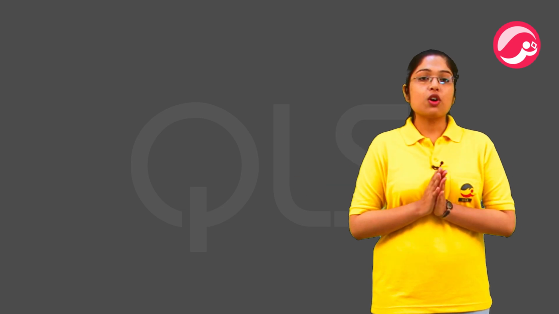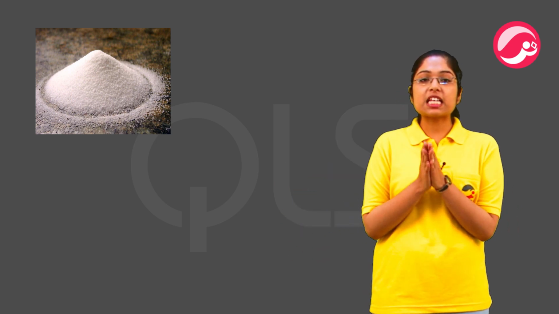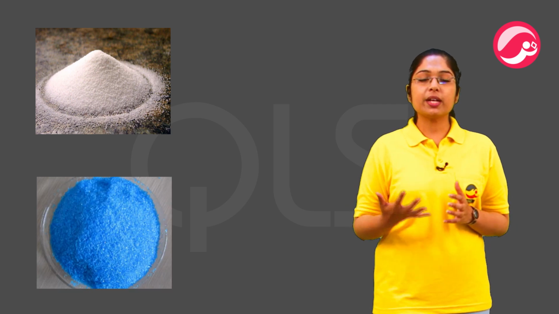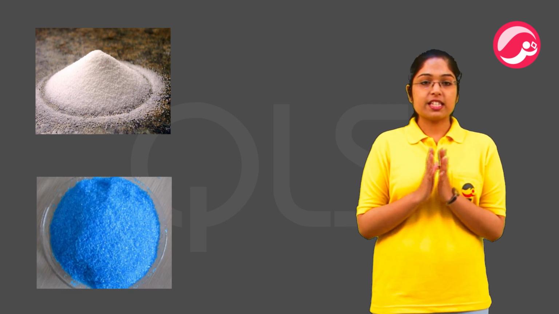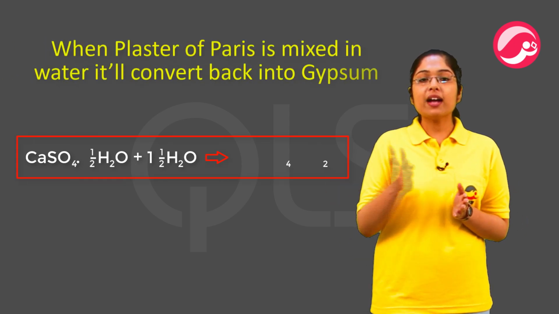The dehydrated salts can be rehydrated. जो salts dehydrate हो गए, जिनमें से water lose हो गया है, हम उन्हें दोबारा से hydrated form में वापस ला सकते हैं by exposing them to moisture. When copper sulfate is kept in a moist environment, it will regain its water of crystallization and will again become blue in color. Similarly, when plaster of Paris is mixed in water, it will convert back to gypsum.